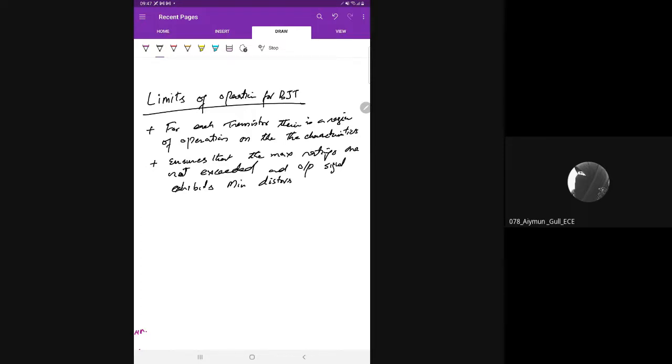So what is the logic of operating a BJT only in active region? Active region में ही क्यों BJT को operate किया जाता है? One is that it ensures that BJT should not operate beyond the maximum ratings. For every device, there is a rated current that it can bear. For example, a diode can bear 1 ampere current and 1 volt of voltage at most. So it can handle some power which is equal to V into I.